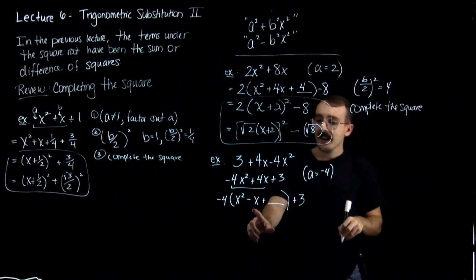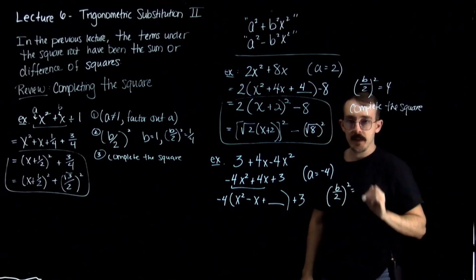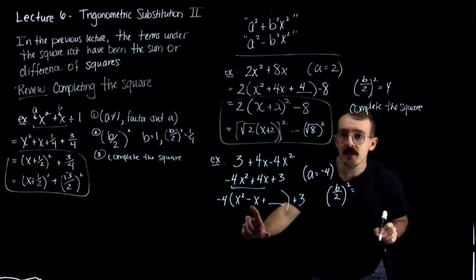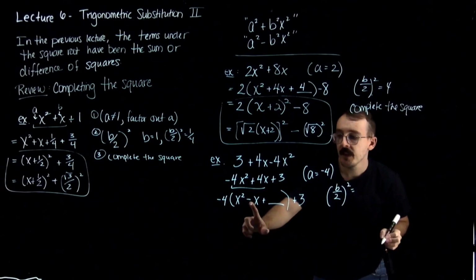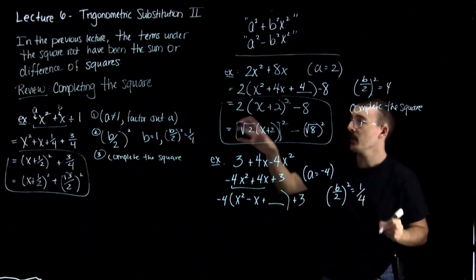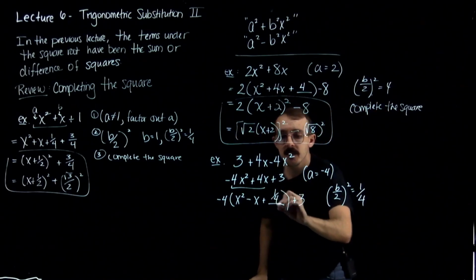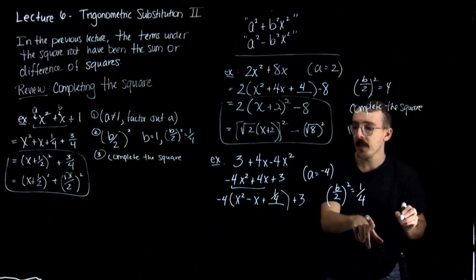And now I need to take half of b and square it. b is that number in front of x here. It's negative 1. So if I take negative 1 over 2 and square it, I get a fourth, just like I did before. You're always going to add this quantity, though. It doesn't matter if it was negative. The squaring makes it positive.